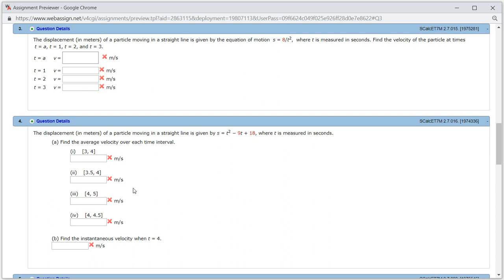All right, let's look at homework 2.7, problem number 3. We have this function s equals 8 over t squared, and we want to find the derivative at a, and 1, 2, and 3. I'll just do a and maybe 1.